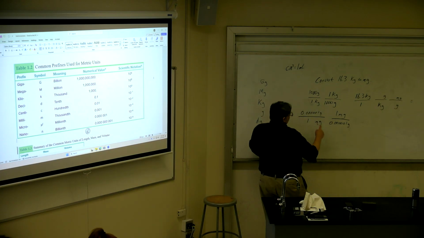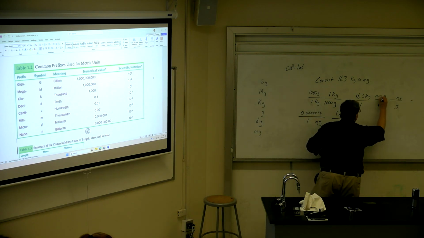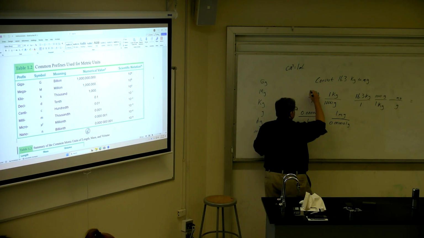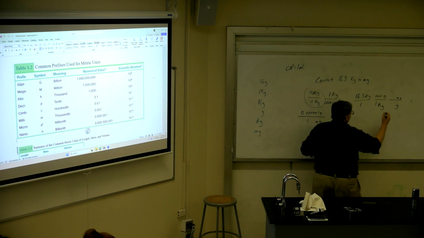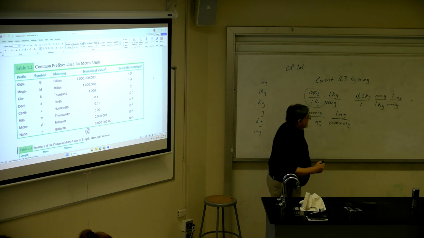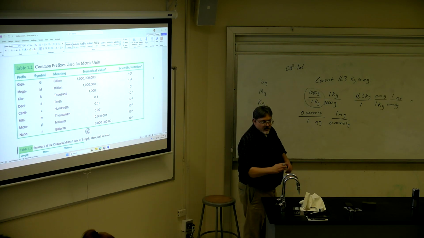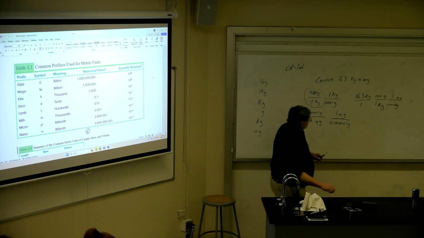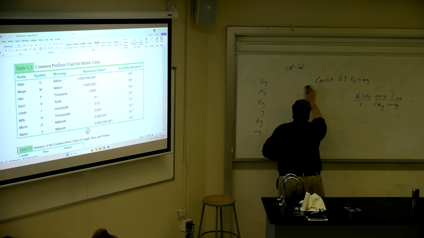Grams to kilograms, so we want this one, and now we want micrograms to grams, so 1 microgram, 0.000 grams. I squeezed it in there. Now you can just pile the math together and it will work out and give you the answer. If this is bugging you though, because it's more complicated, you make a point.